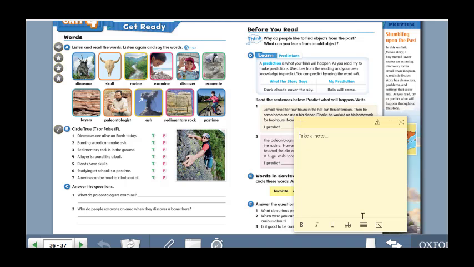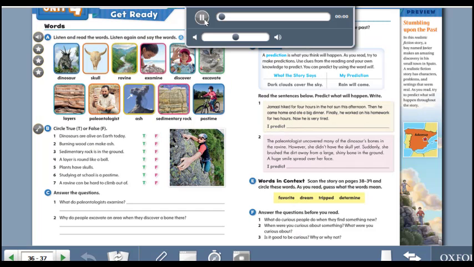Thank you. Now, please bring your student book and open page 36. Here are the words that we just learned in our presentation. Let's listen to the words. Page 36, Unit 4. Get ready. Words. A. Listen and read the words. Listen again and say the words.